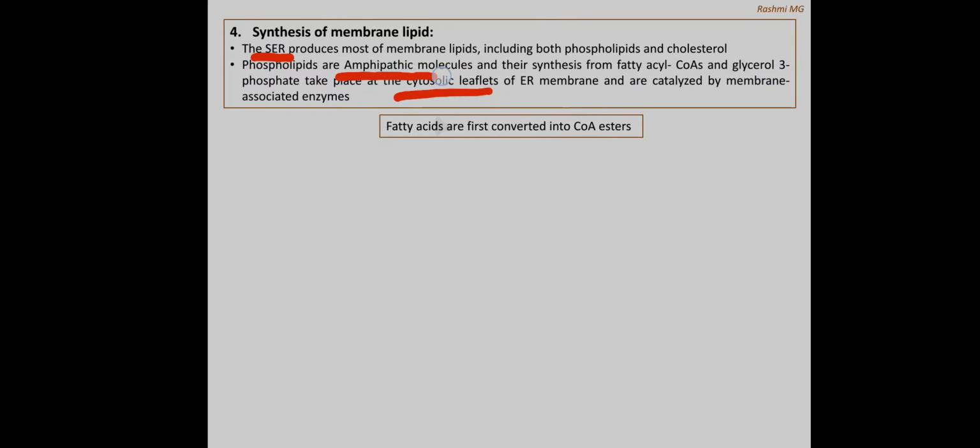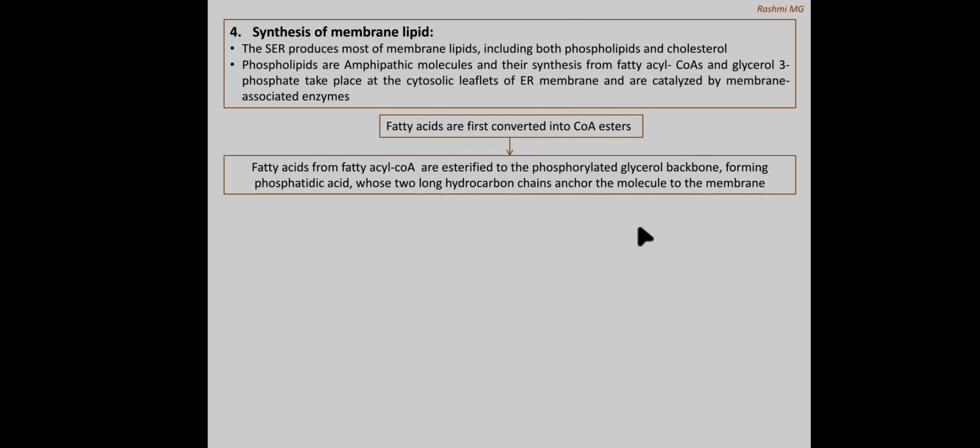The phospholipids are amphipathic molecules, and what are they synthesizing? Phospholipids and what? Cholesterol. Fatty acids are first converted into CoA esters. Next, what happens? Fatty acids from fatty acyl CoA are esterified to the phosphorylated glycerol backbone, forming phosphatidic acid, whose 2 long hydrocarbon chains anchor the molecule to the membrane.